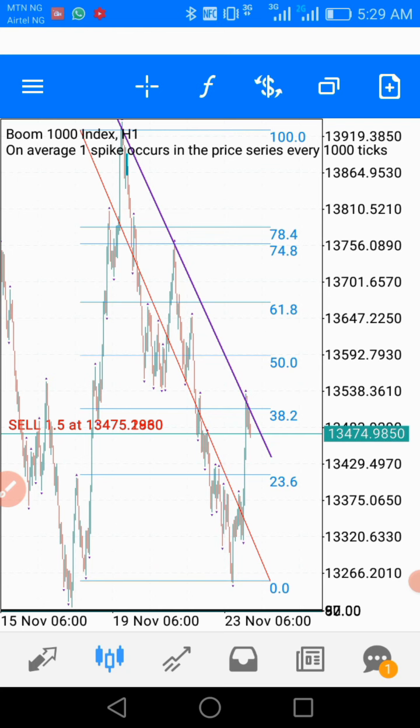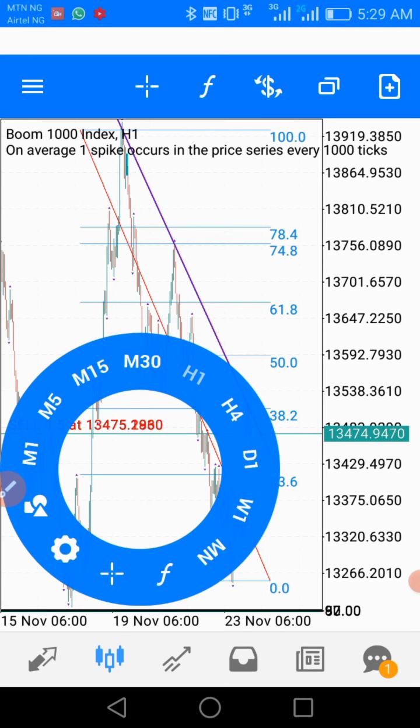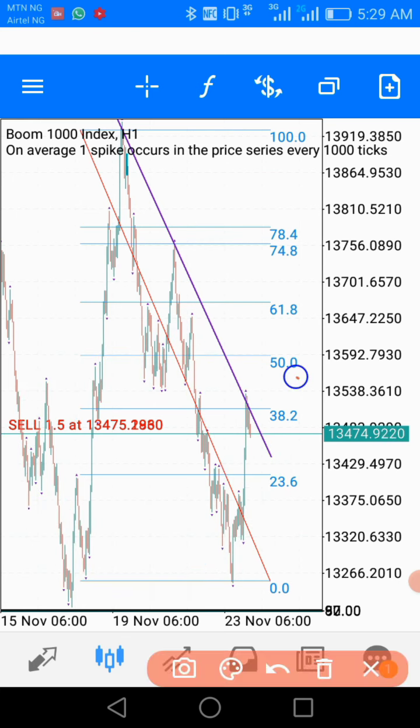So what I'm going to do now is set my stop loss just above this place, just in case. But I'm pretty sure this market is going to push down at least to the next significant level.